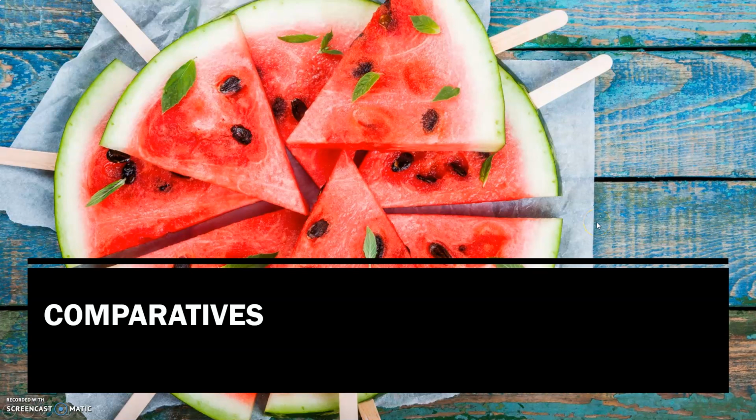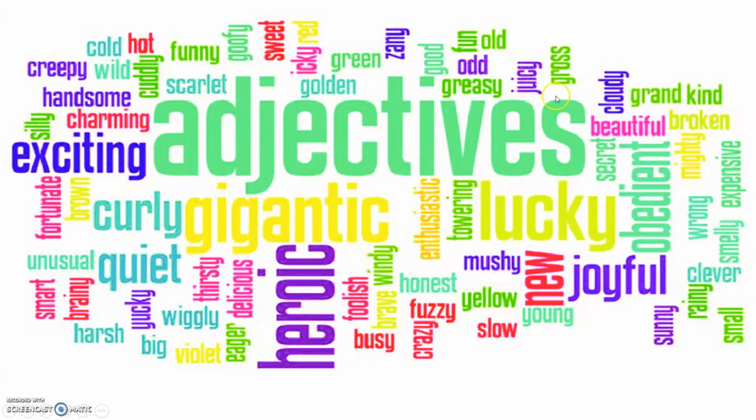Hello guys, welcome. Today we're going to review comparatives that we learned last class. So here, before we learn what is a comparative, we need to know what is an adjective. An adjective gives a quality, right? So for example, gigantic, funny, hot, handsome, all these words here, they are adjectives.